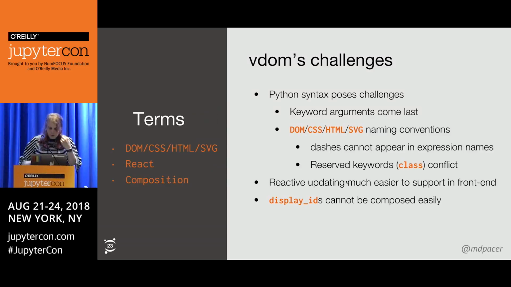Additionally, there are some things about dashes not being able to appear in expression names. It's also much easier to get this kind of reactive updating in the front end. It'd be nice if we could have that kind of selective update being passed along on the back end, and related to that, we don't have any way to compose these display IDs. We have one display ID per output. So these last few things are things that can improve. The syntax stuff, semantics, that's going to be trickier. But there is a beautiful future at some point where these things could be mixed and matched very nicely.